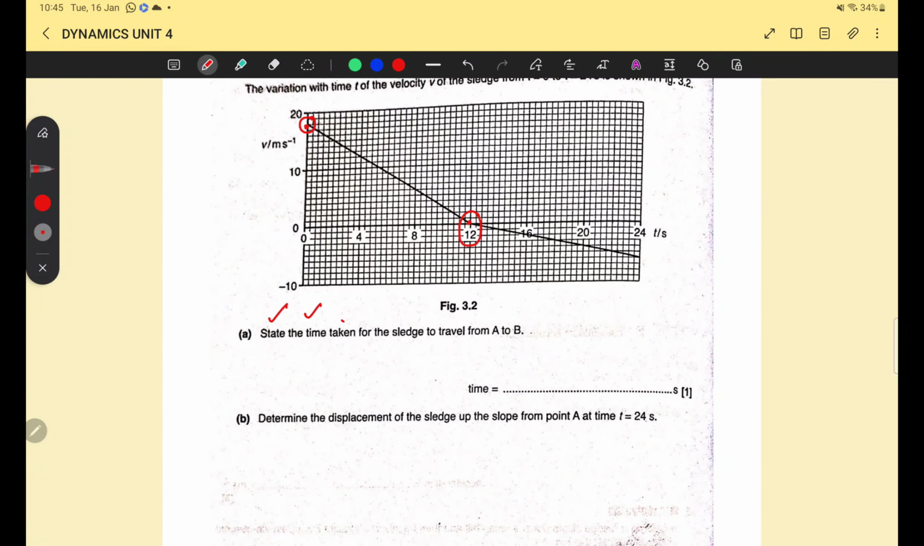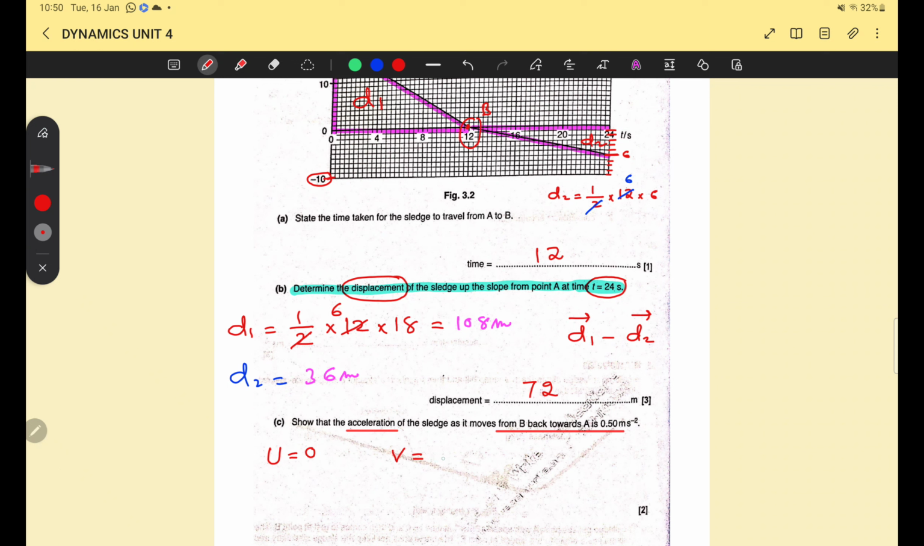And now they are asking to calculate acceleration from B to A. So what is the acceleration from B to A? You can calculate acceleration by gradient, or you can calculate by formula. According to the formula, at B, initial velocity is 0. At position A, final velocity is 6 meter per second. Time interval is 12 seconds.